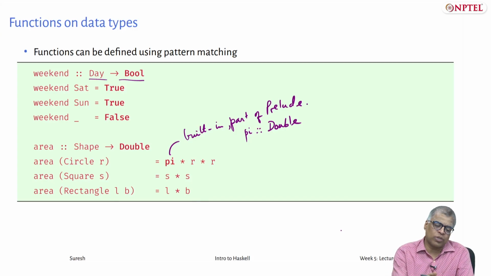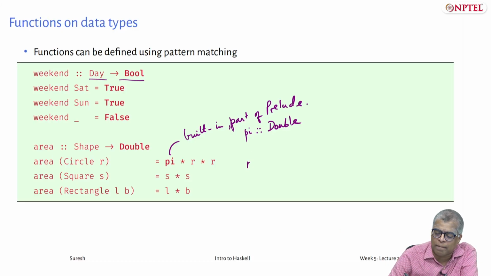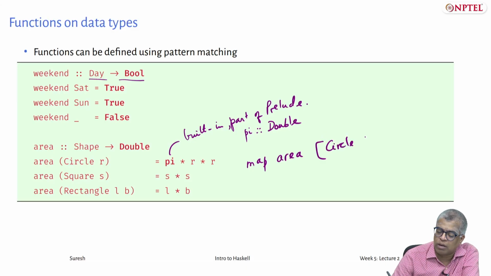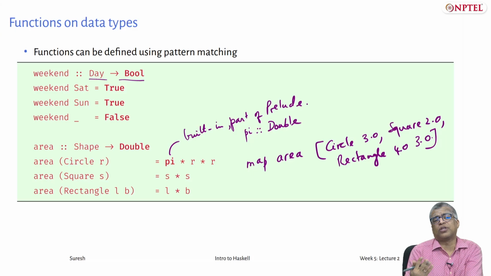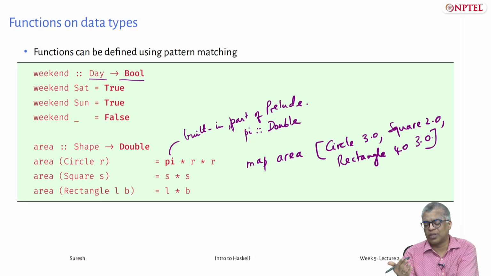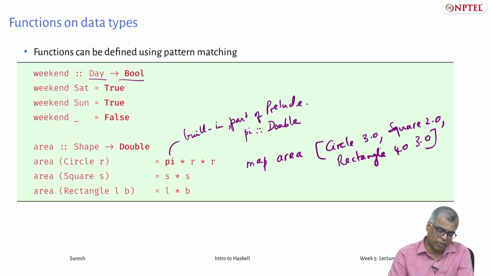Right, and now once you have an area function, you can actually do things like map area on circle 3, square 2, rectangle 4 3. You can do pretty much anything that you used to do with functions. You can create a list of shapes and then map a function on this list of shapes. Yeah, and this should give you the appropriate value.